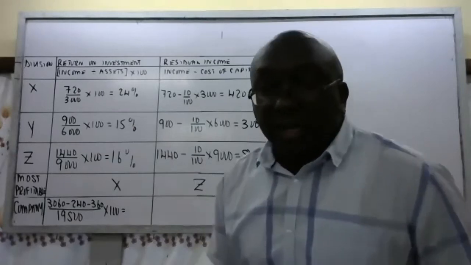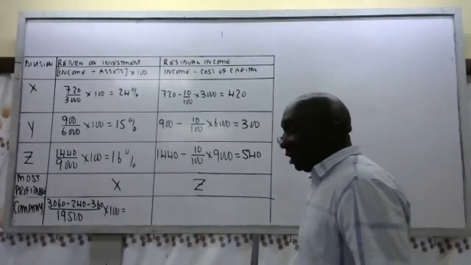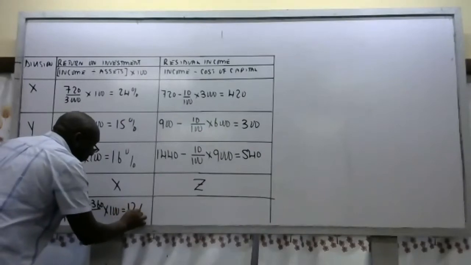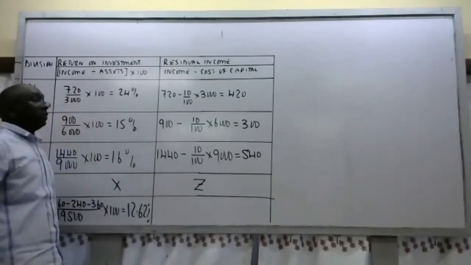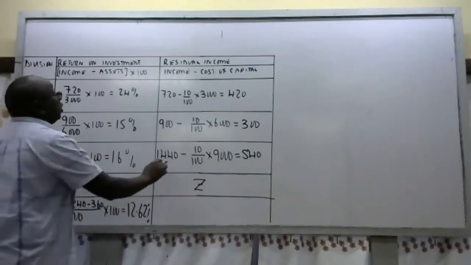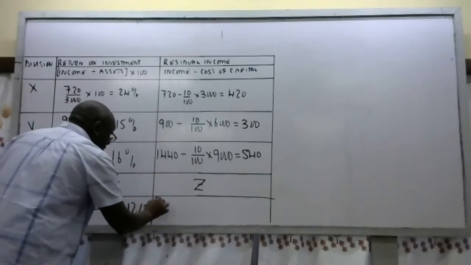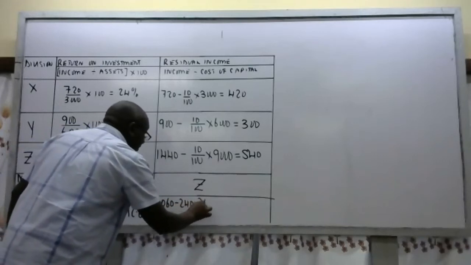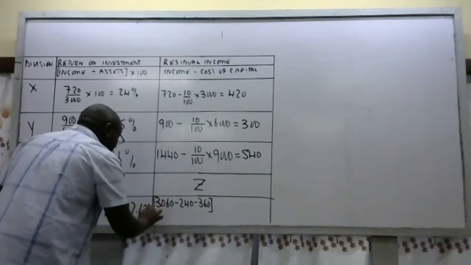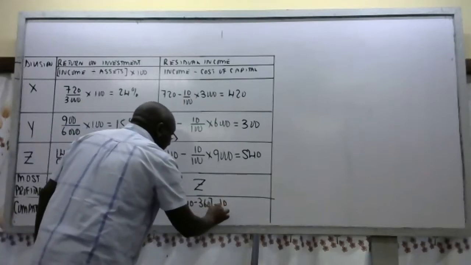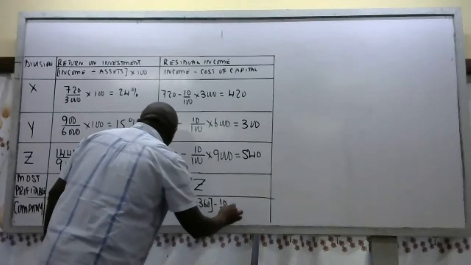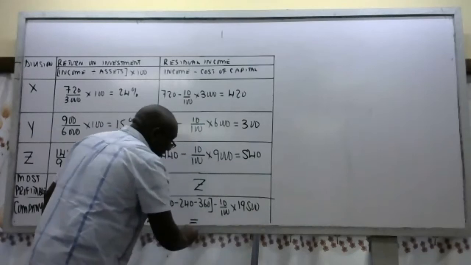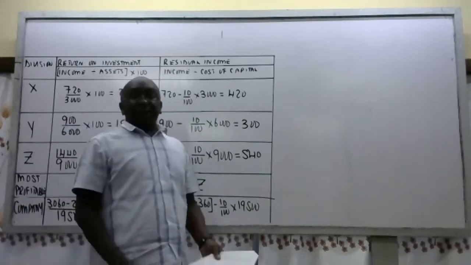So based on that, I can see 12.62. We have 12.62%. Then for the residual income, you do the same thing. The 760 minus 240 minus 360, that is the income. Then you minus 10% of 19,500.